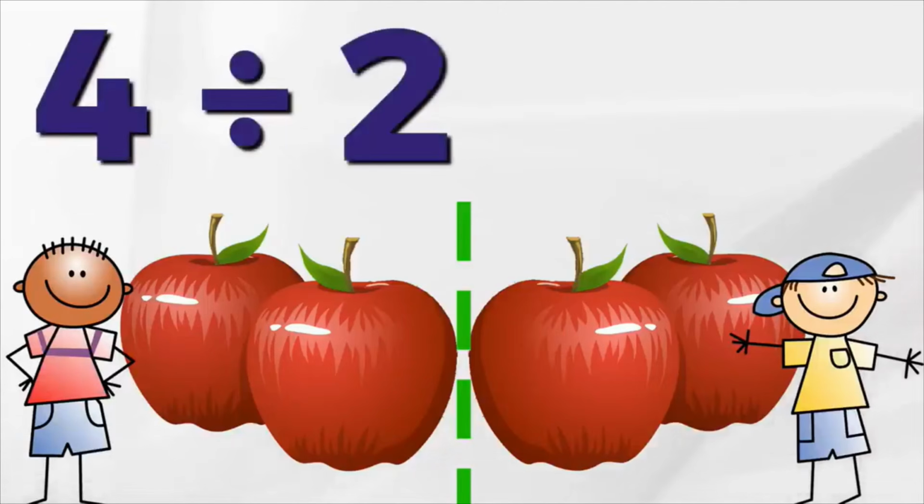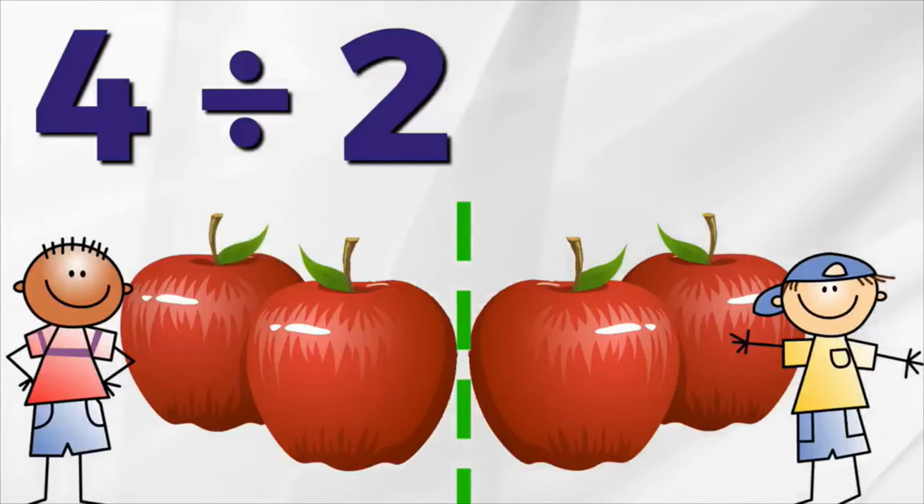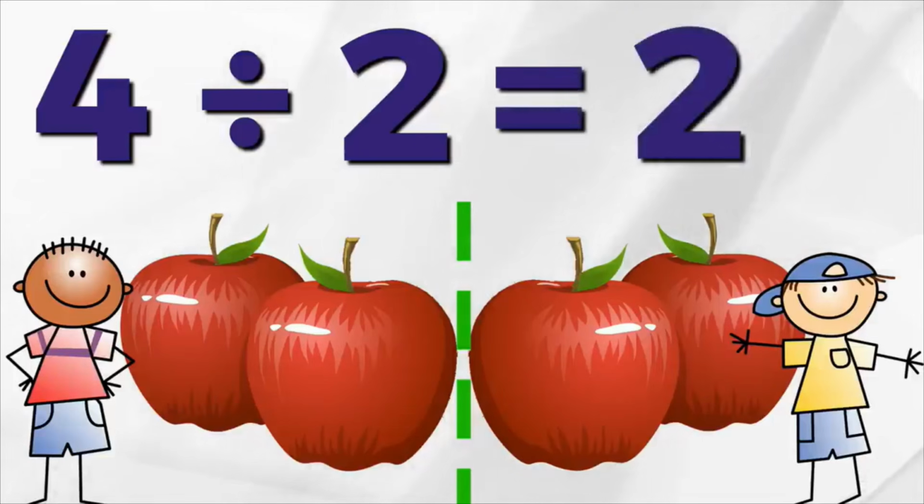4 divided by 2. This symbol right here is the division sign. It shows us we're dividing. What is 4 divided by 2? Yeah, 2. That's right. 4 divided by 2 equals 2. If Michael and Liam are splitting these 4 apples, they each get 2.